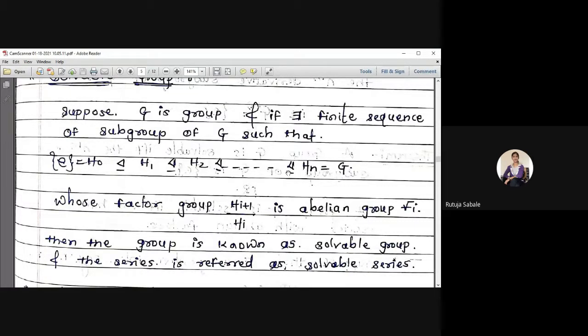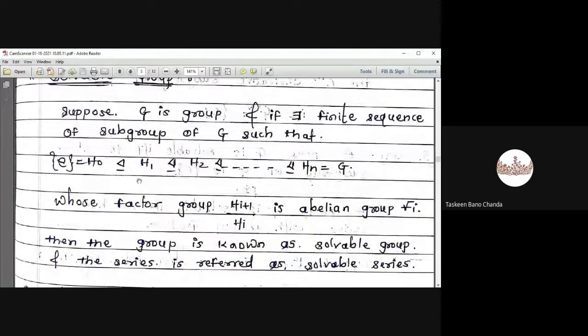What is the difference between a solvable series and a composition series? In a solvable series the factor group is abelian, and in a composition series the factor group is a simple group. Also, one more difference. In the solvable series, Hi plus 1 upon Hi is abelian, and in the composition series the factor group will be simple. In a composition series there are maximal normal subgroups, here they are normal subgroups. In composition series, in between H0 and H1, nothing can come in between; H0 is maximal in it. This is the main difference. If you keep it in mind, your study will be easy.